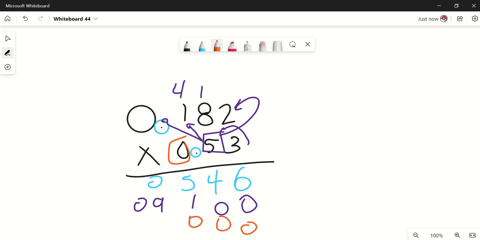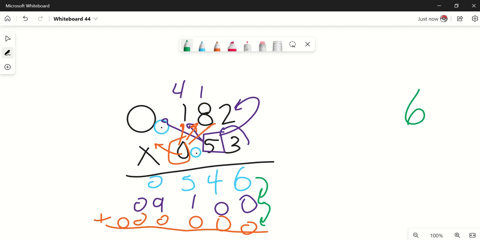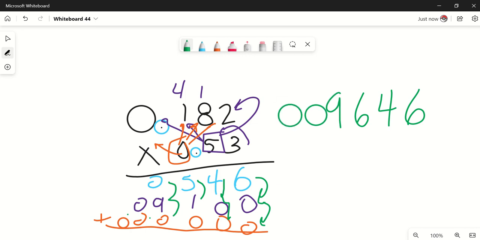0 times 2 would be 0. 0 times 8 would be 0. 0 times 1 would be 0. And 0 times 0 would be 0. Really doesn't change anything. When we add these all up, we're going to get the grand total of 6 plus 0 would be 6 in that place value. 4 plus 0 would be 4. 5 plus 1 would give me 6. 0 plus 9 plus 0 would give me 9. And 0 plus 0 would give me 0. And another 0 over here would give me 0.